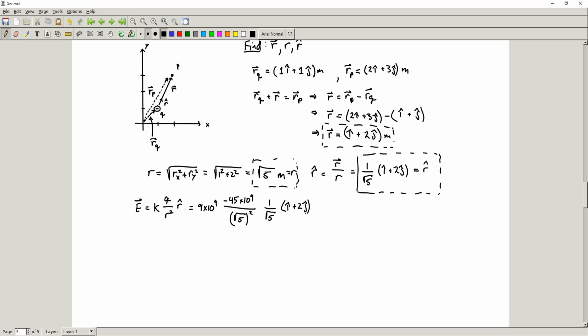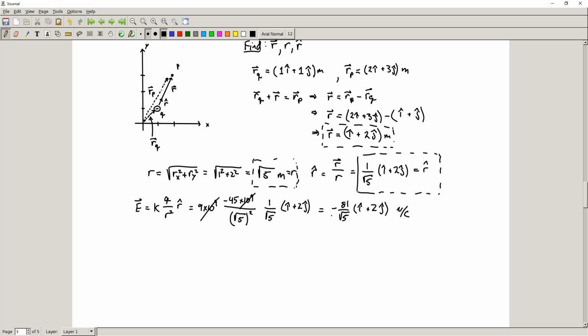And so we can clean this up. I won't do the full cleanup here, but basically you can kind of see it right away. This denominator is going to end up being a 5. These two 10 to the power 9s are going to cancel, so 45 divided by 5 is going to give us 9, so we're going to have a negative 9 on top, times 9 is going to give us a negative 81. Basically here I'll do one more step. So negative 81 over root 5 times i hat plus 2j hat, right? And this is going to be in newtons per coulomb, right?